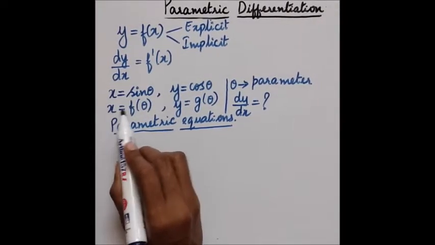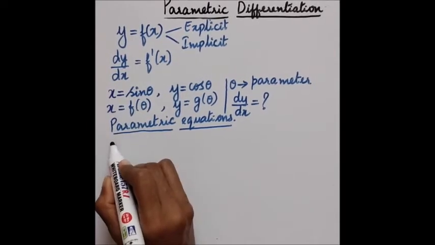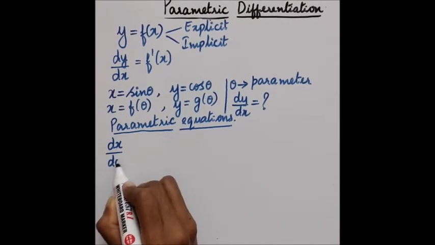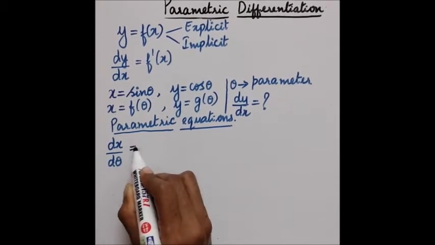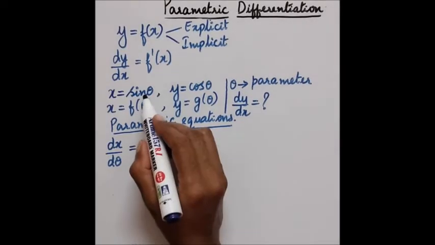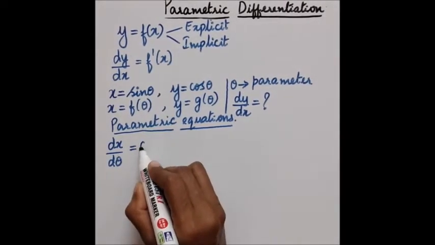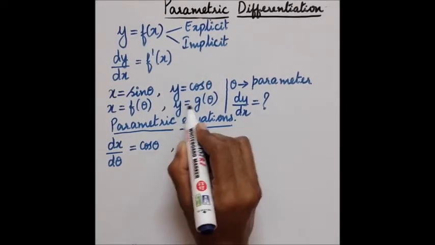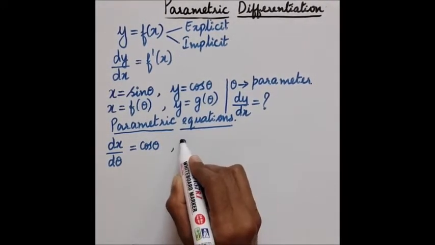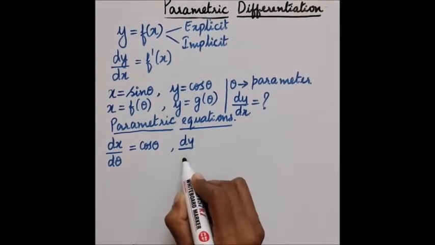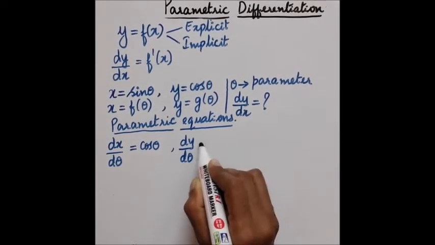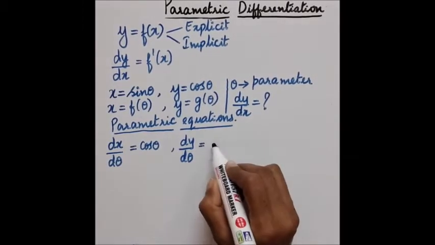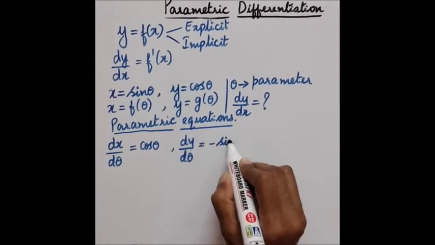Observe, here x is a function of theta. So let's differentiate x with respect to theta, that is, find dx by d theta. And for this example, it is cos theta. Similarly, y is a function of theta. So differentiate y with respect to theta, that is, find dy by d theta. And here it is minus sine theta.